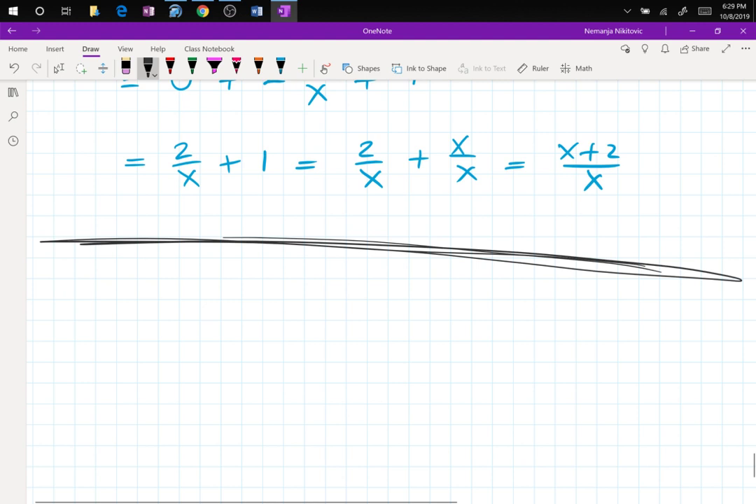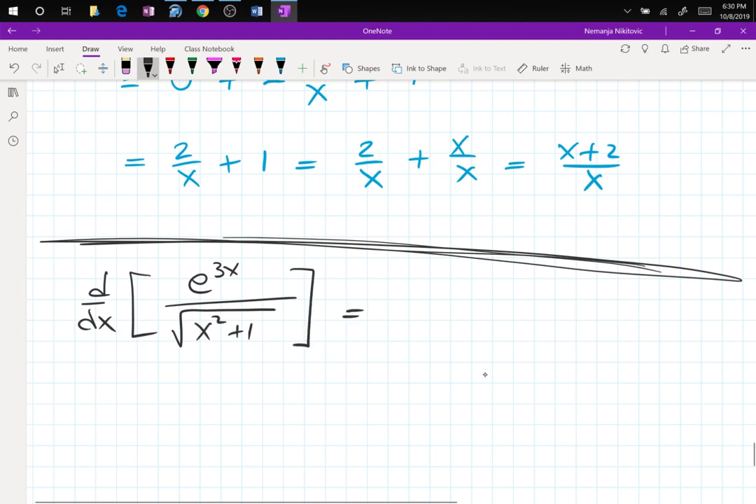The chain rule strikes back. Let's see. Can't use trig yet because we didn't cover trig yet. So I have to stay with polynomials, exponential. The derivative of e to the 3x divided by the square root of x squared plus 1. Think about that one.